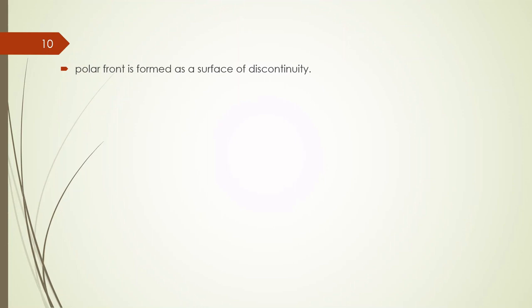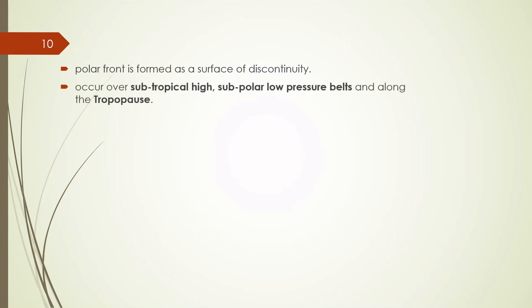So the polar front is formed as a surface of discontinuity over the subtropical high pressure and subpolar low pressure belts along the tropopause, and they actually advance with the jet streams. The path of the temperate cyclones can be of three types. If they are moving east to west, the center moves swiftly eastwards. If they are moving northwards, they will die after 2-3 days, and if they are moving towards the south, it causes the Mediterranean cyclone or the very common term western disturbances, which bring rain to the Punjab and Haryana region of the country.